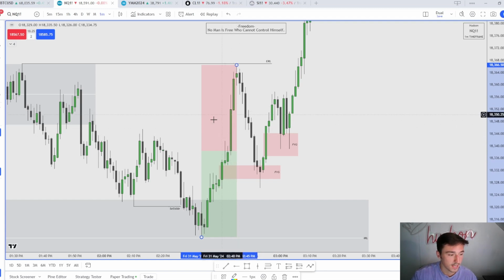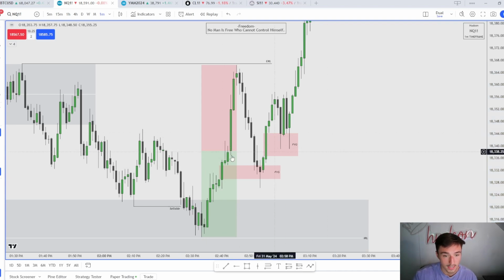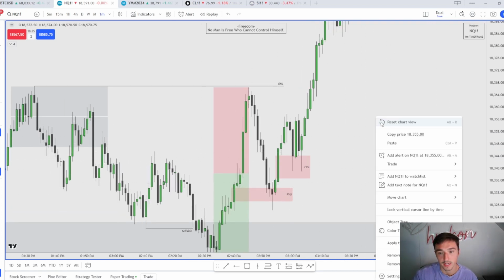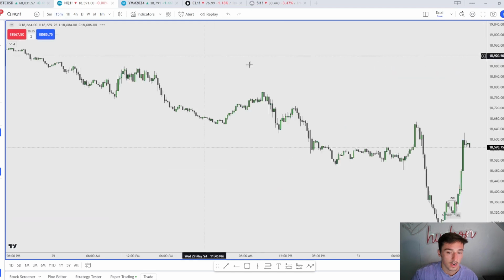Honestly, before I would take entries off this fair value gap, but discount to premium helps a lot identifying what fair value gap should hold. So down here, this discount, displacement out, this definitely is going to hold. I mean, this is going to work 9 times out of 10. Beautiful setup right here on the 1 minute chart, right?